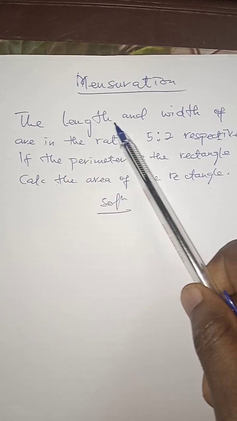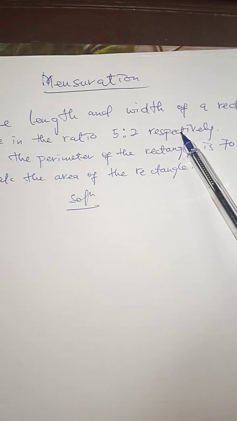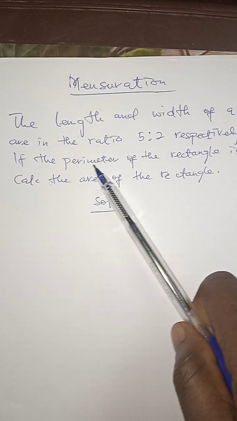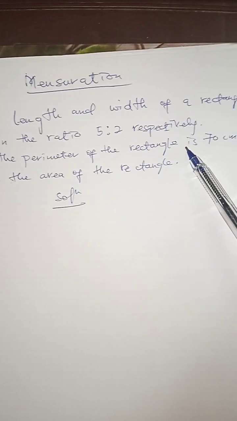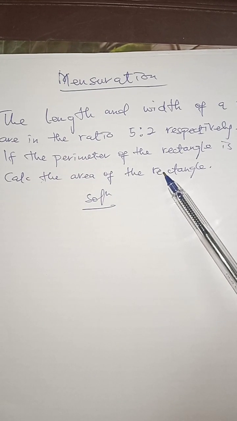The length and width of a rectangle are in the ratio 5:2 respectively. If the perimeter of the rectangle is 70 centimeters, calculate the area of the rectangle.